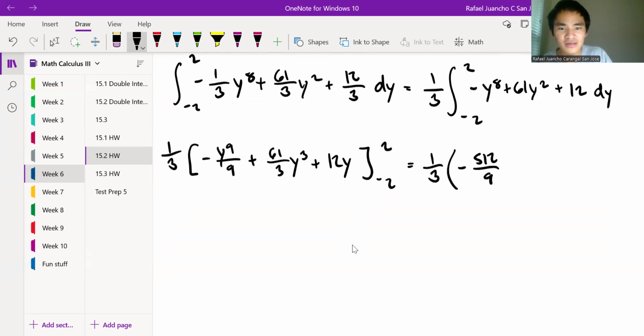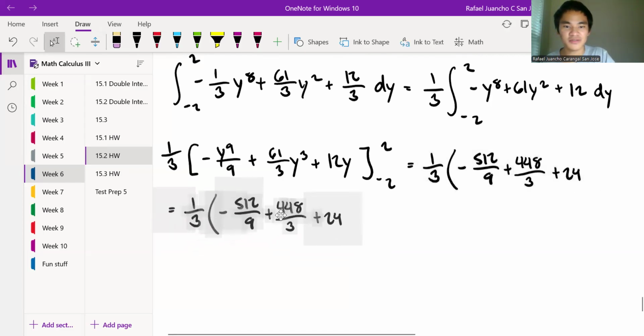Oh, 2 cubed is 8. 61 times 8 is 488. This is to the third. And then this is 24. Yeah.